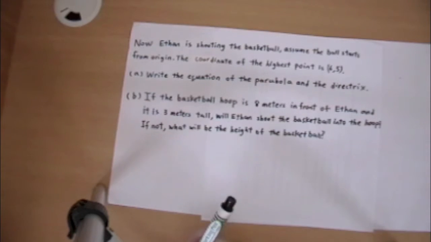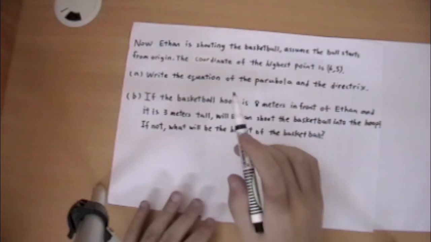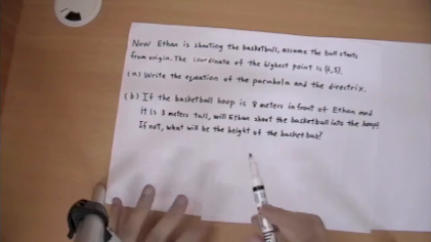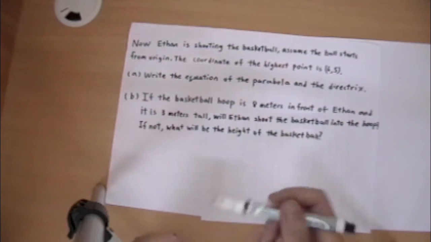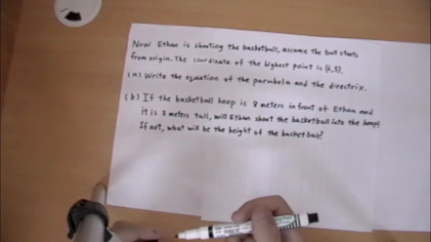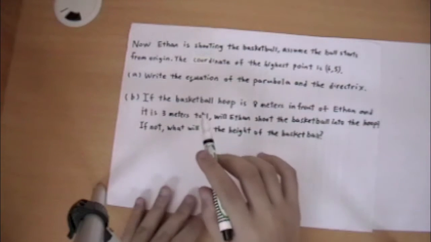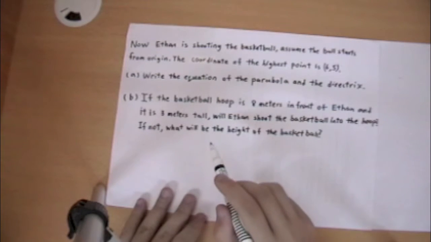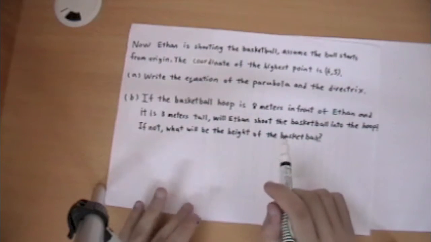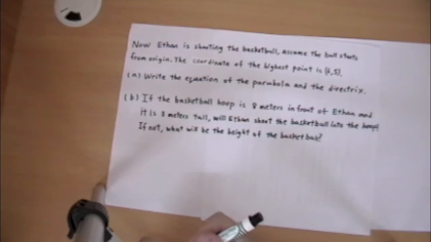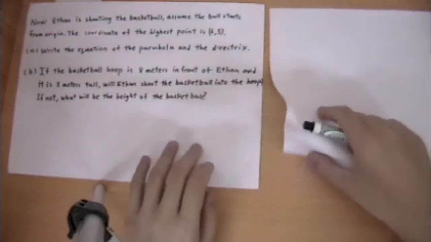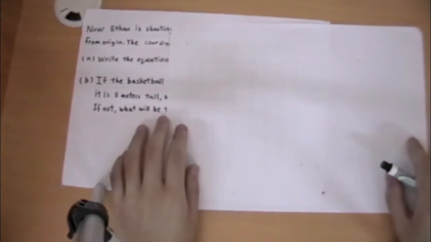So now this is another application problem of the parabola, and these are the questions. It's basically asking to write the equation of the parabola and the directrix, and the second question is asking whether Ethan will shoot the basketball into the hoop or not. And for solving this, we basically do the same thing as the previous two examples.